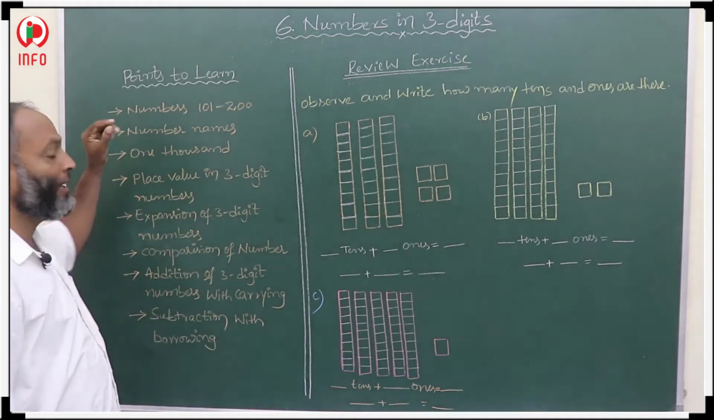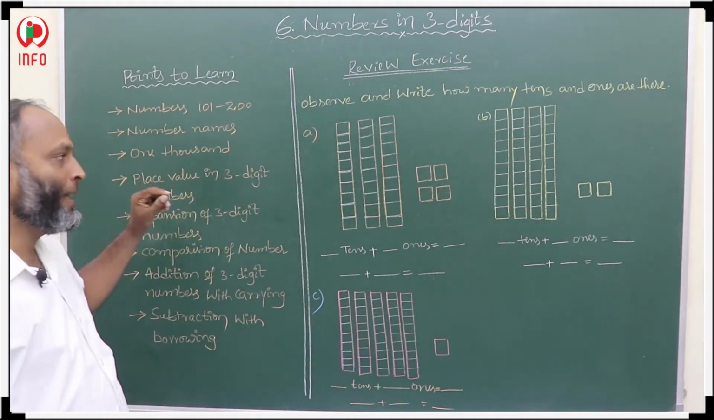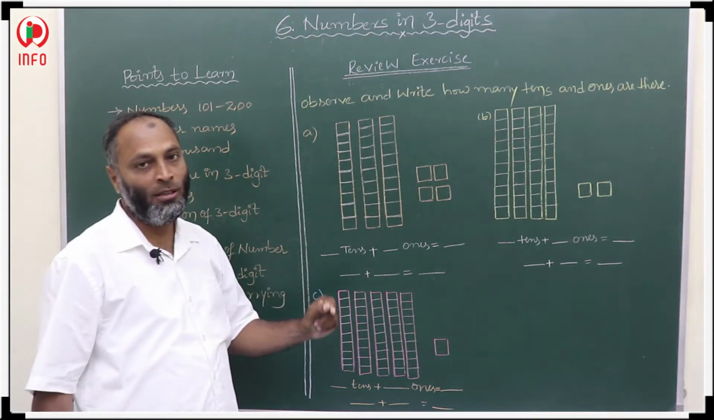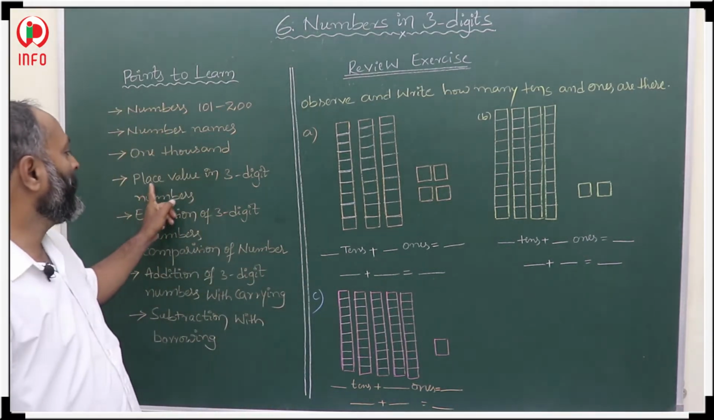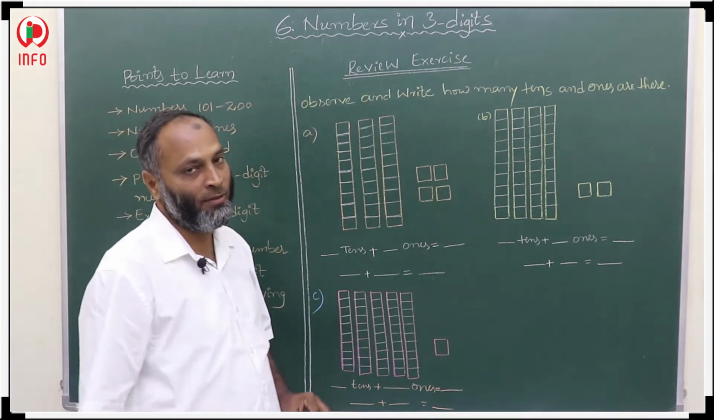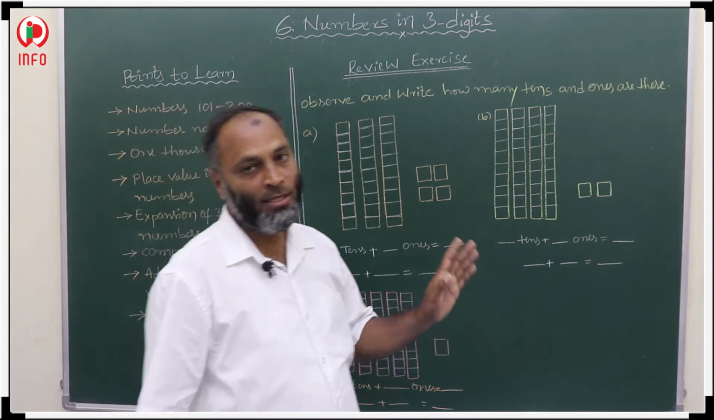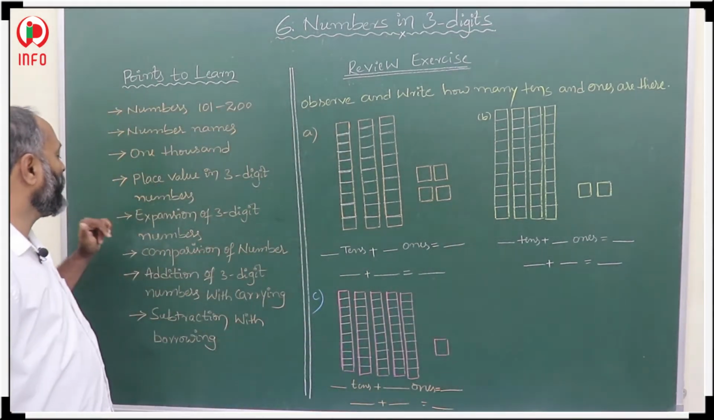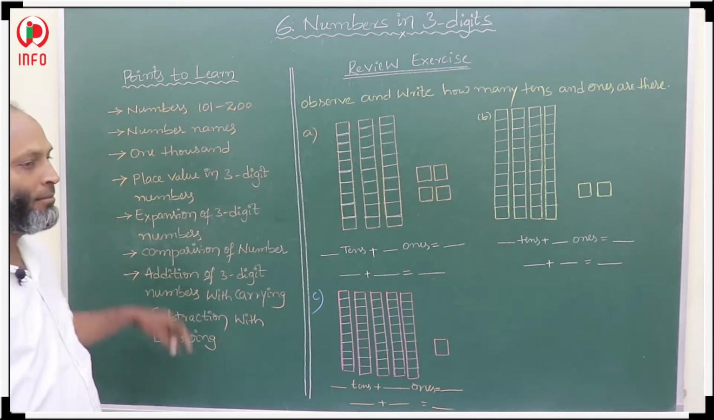Then after that, number names, then third, 1000. Then after that, place values in 3 digit numbers. In 3 digit numbers, what are the place values? So ones, tens, 100, like that. So those place values we are going to learn. Then after that, expansion of 3 digit numbers.